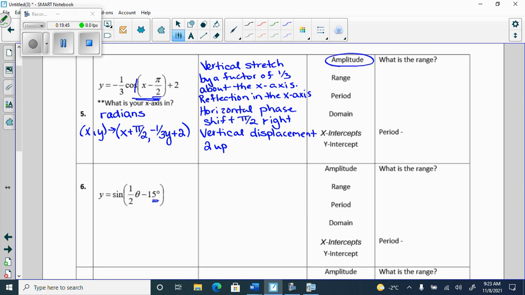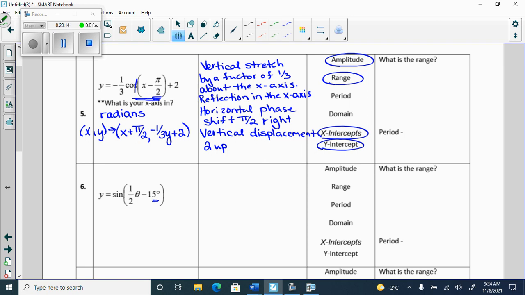Did my range change? Yes, if my amplitude changes, my range changes. If vertical displacement happens, my range changes. The only time my range doesn't change is if all I have is a reflection in the x. Did the period change? No, because b is 1. Did the domain change? No. X-intercepts and y-intercepts will always change the moment you have any type of translation, like a vertical displacement or a horizontal phase shift. Any of those will take your x-intercepts and move them off.